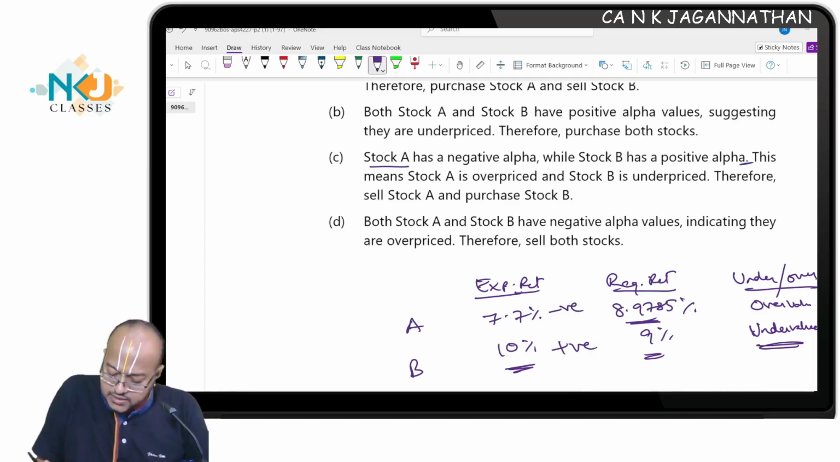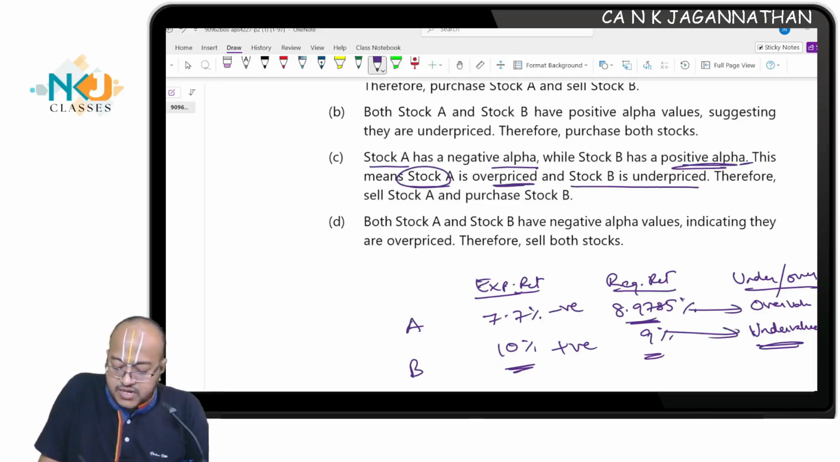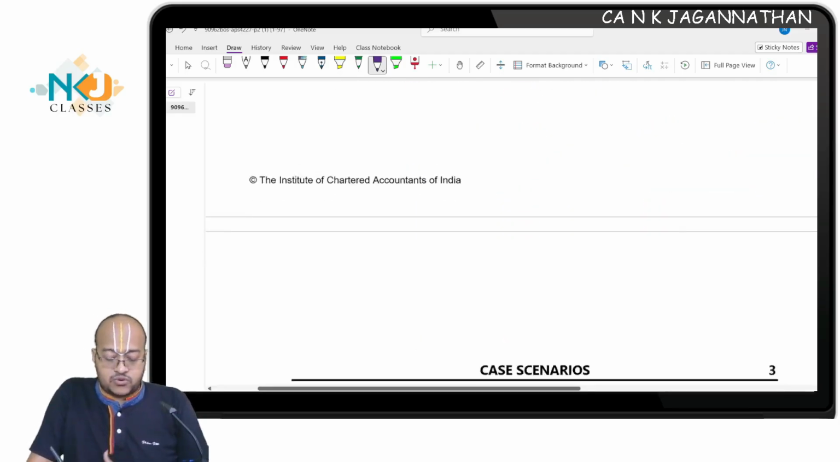Okay, stock A has negative alpha while stock B has positive alpha. This means stock A is overpriced. Okay, this is the overvalued, and stock B is underpriced. Therefore, sell stock A and purchase stock B. This should be the correct answer. Are you all understanding?